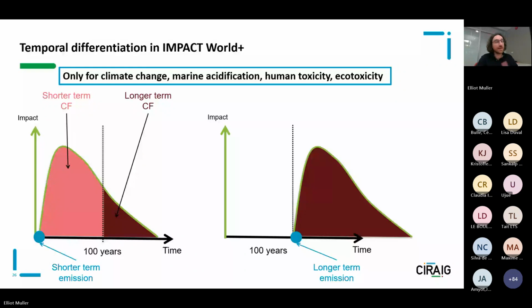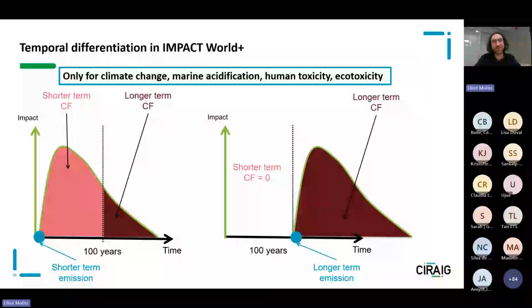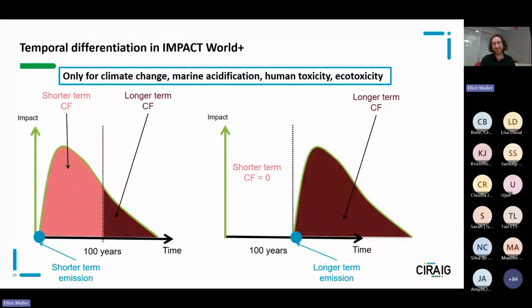Another case would be if the emission only takes place in the longer term, so at 100 years, for instance. So then all the impact will happen after a 100-year period. So in this specific case, for this kind of emissions, the characterization factor representing the impacts at the shorter term would be 0, and the characterization factor for the longer term will represent all the impact.